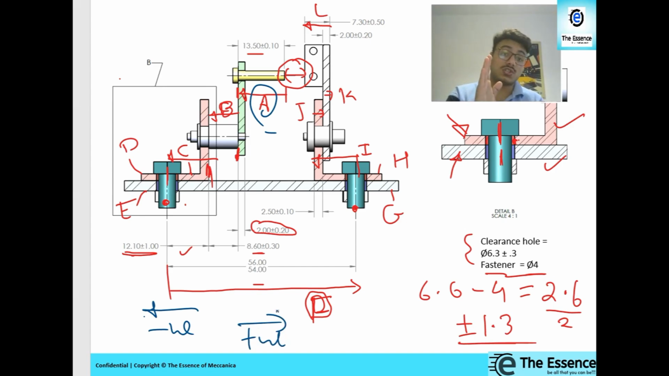You can also start preparing the loop from the other side. The answer is going to be the same. So that is one way of doing this tolerance stack up analysis.